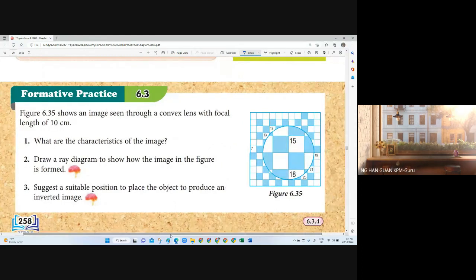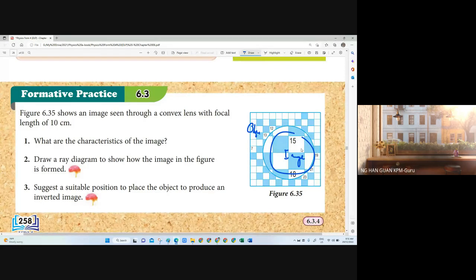Okay, and then for the quick practice 6.3 here, what are the characteristics of the image shown in figure 6.35? From here you can see this is the image that you see inside the convex lens, and behind here is the object. Here's the object, and this is the image. So from here we can see the image is magnified. All right, so this is one of the characteristics.